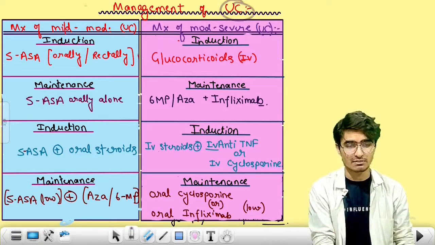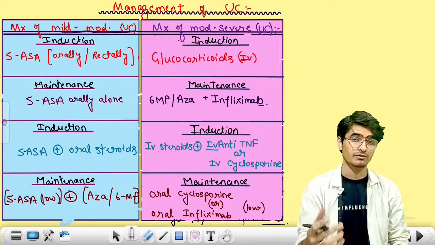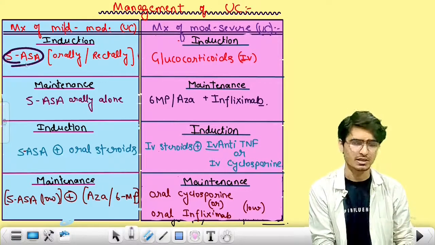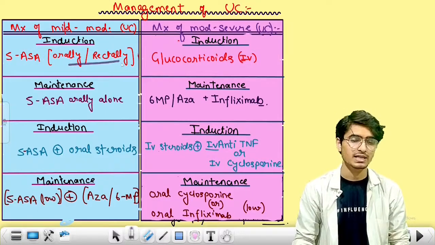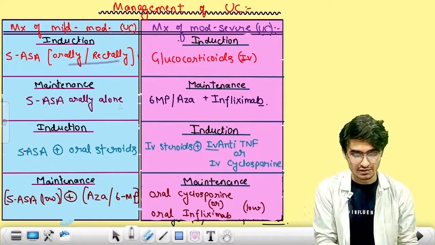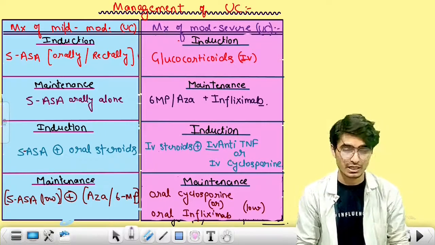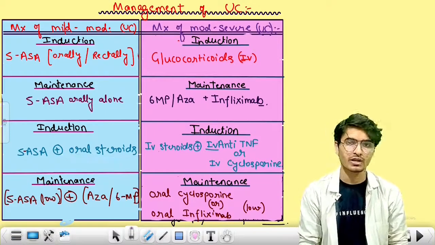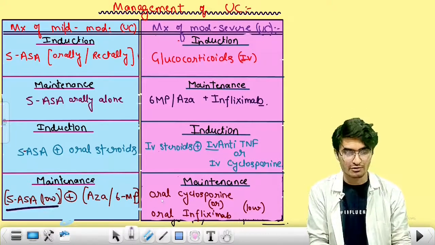And first thing is the mild to moderate category of UC. First thing is the induction of therapy to the active case and we need to provide the 5-ASA. Okay, and mesalamine is preferred here, orally or rectally, can be given here. And once the patient is having relief, we need to shift the patient to the maintenance therapy, that is the 5-ASA alone orally. And if the patient relapses, we need to provide the induction therapy again with the 5-ASA plus the oral steroids here, right? And once the patient is relieved, we need to shift the patient to the maintenance therapy with the low dose of 5-ASA.